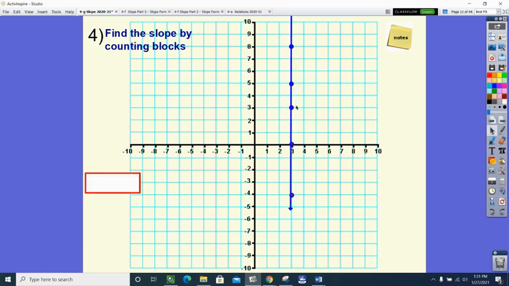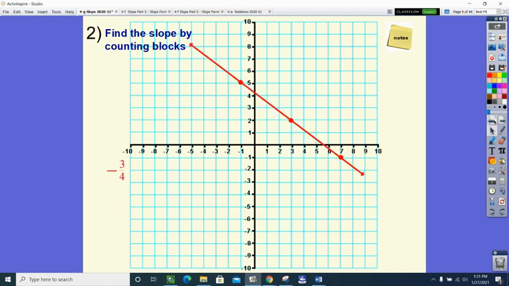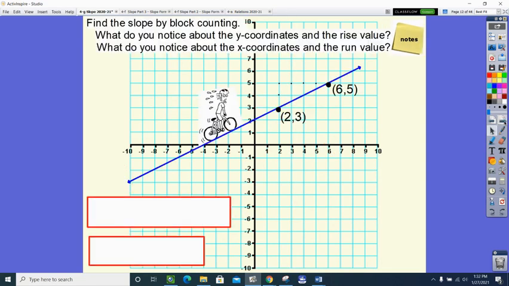Now, what about this one? Does this line ever run? And the answer is no. This has 0 run. It only rises, right? So your number on top might be 2 or 5, but the number on the bottom would always be 0. And in math, you can't divide by 0. So this line is a weirdo. Any vertical line, the slope is called undefined because you're trying to divide by a 0 run. So undefined slope for our vertical line. So there are 4 types of slope: positive, negative, 0, and undefined.